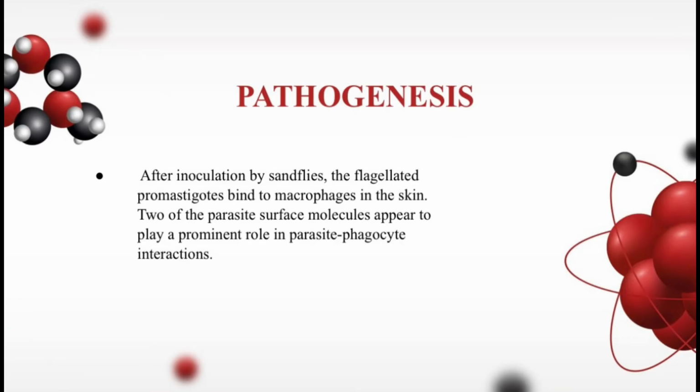Pathogenesis: after inoculation by sandflies, the flagellated promastigotes bind to macrophages in the skin. Two of the parasite surface molecules appear to play a prominent role in parasite-phagocyte interactions. The extent and presentation of disease depend on several factors, including the humoral and cell-mediated immune response of the host, the virulence of the infecting species, and the parasite's burden. Infections may heal spontaneously or may progress to chronic disease, often resulting in death from secondary infection.